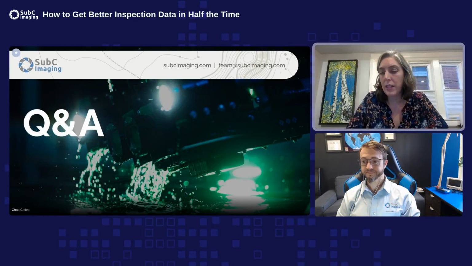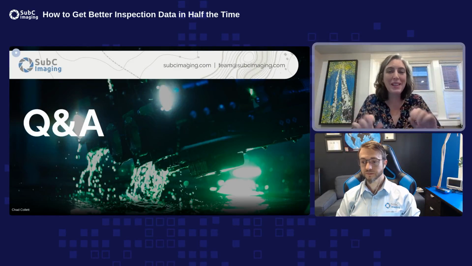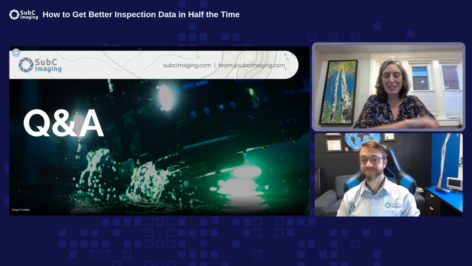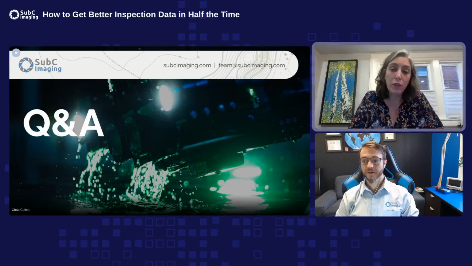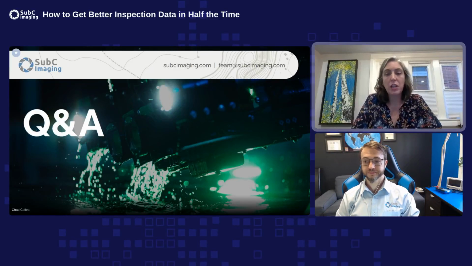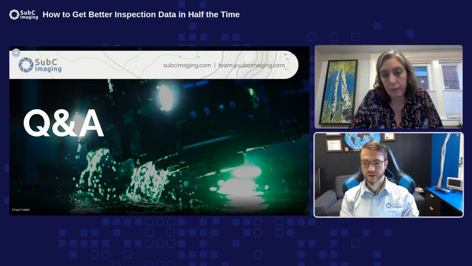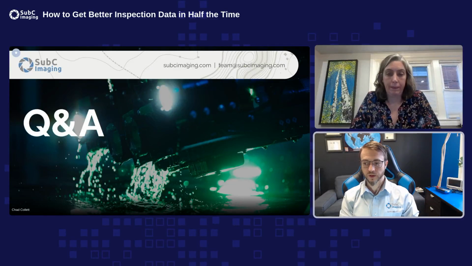Fantastic. Another question is, are the camera specs for the Rayfin online? I can probably answer that one unless, Chad, you have something else to say afterward. But yes, all of our camera specs are online. If you go to SubCimaging.com, there is a camera section. You can see all of our different models, and the specs for each of those models are on the different pages there. I'll also post support.subcimaging.com in the chat.